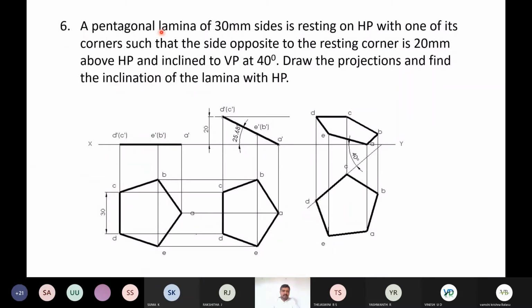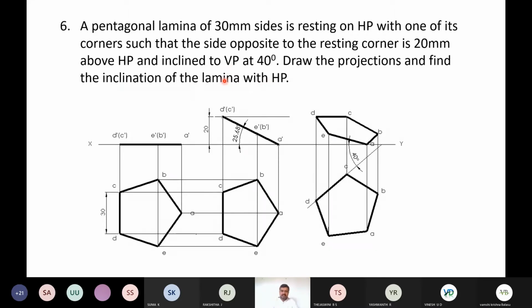Okay, a pentagonal lamina of 30 sides is resting on HP with one of its corners such that the side opposite to the resting corner is 20 above HP and inclined to VP at 40 degree. Draw the projections and find the inclination of the lamina with HP.